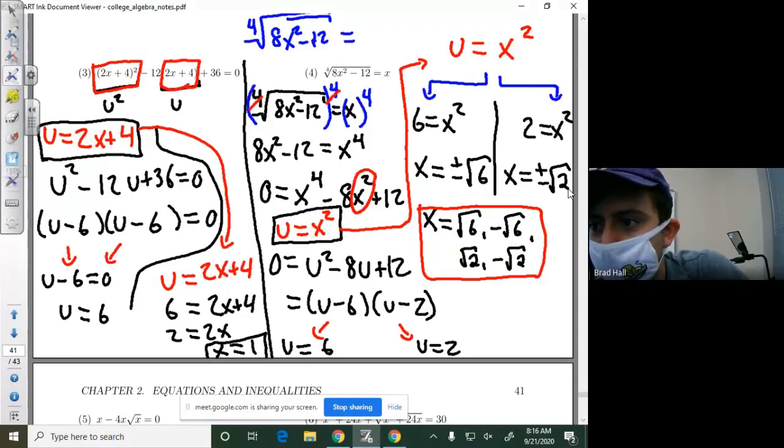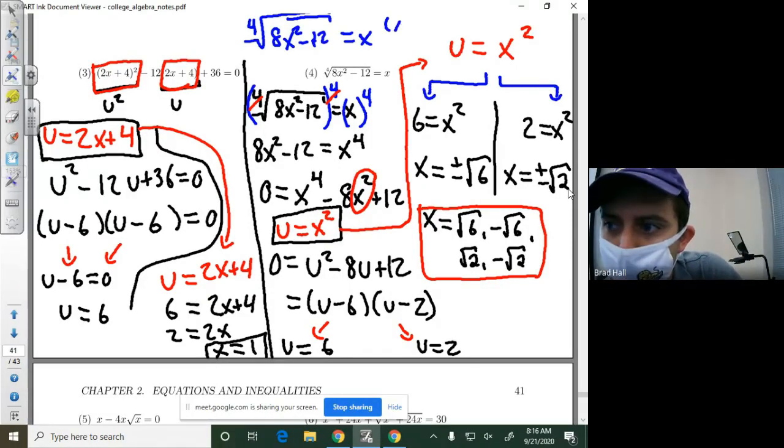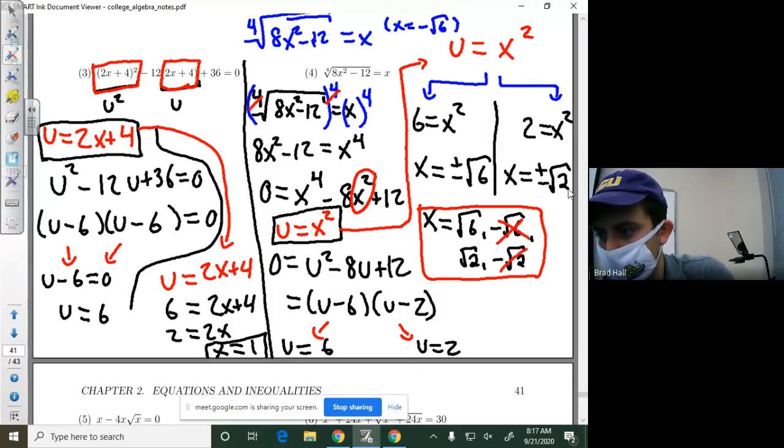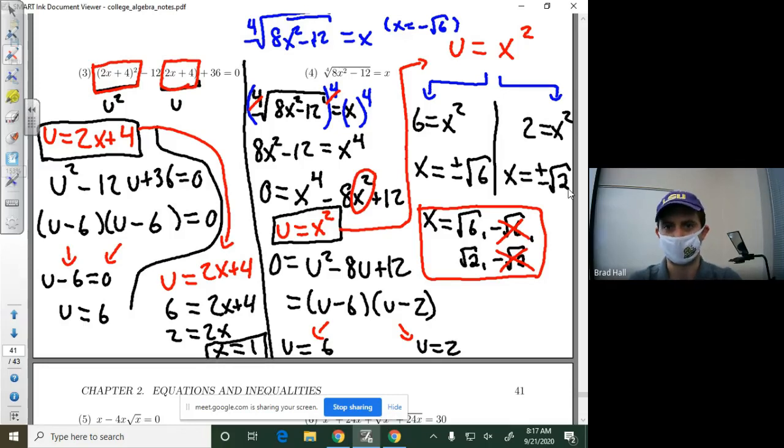Now, if this is equal to x, and we're saying that x is, say, negative square root of 6, then we're implying that the fourth root can output negative square root of 6. That's not good. In other words, the negative ones are going to be canceled out here because a fourth root cannot output a negative number. That is the reason why we only get 2 answers from this. Before, we had extra solutions, which ended up not working.